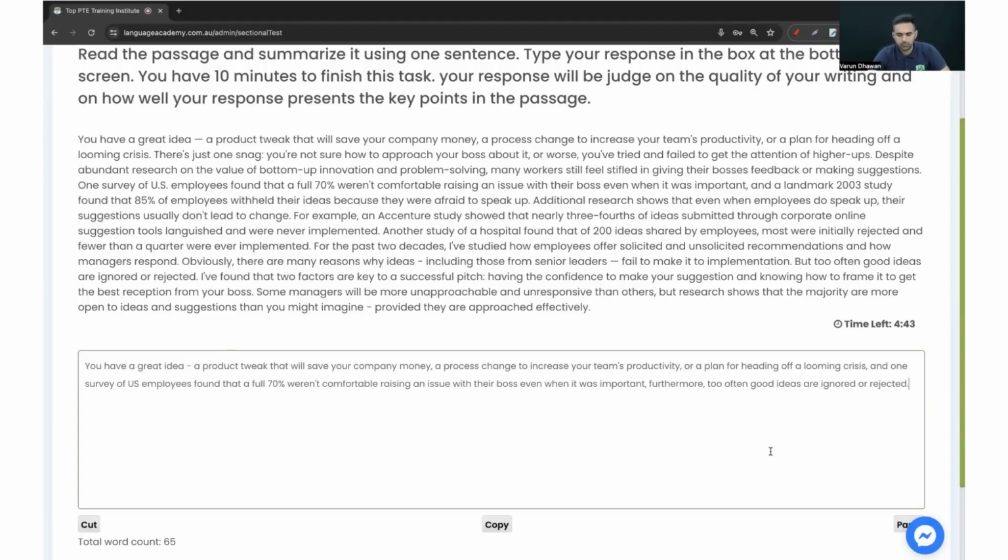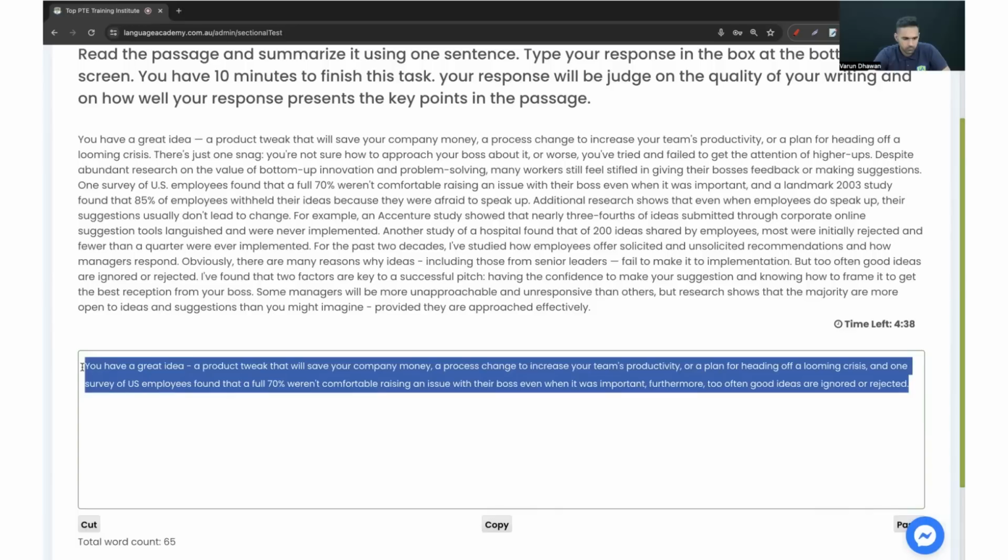And that's it. Now what you have to do, you have to proofread and always proofread backwards. Not top to bottom, bottom to top. That is how you'll be able to figure out more mistakes.